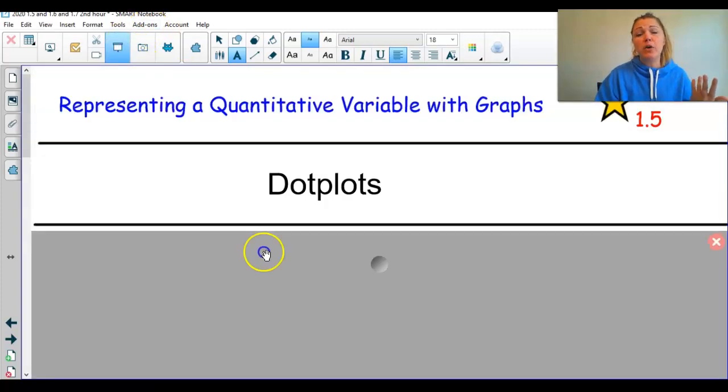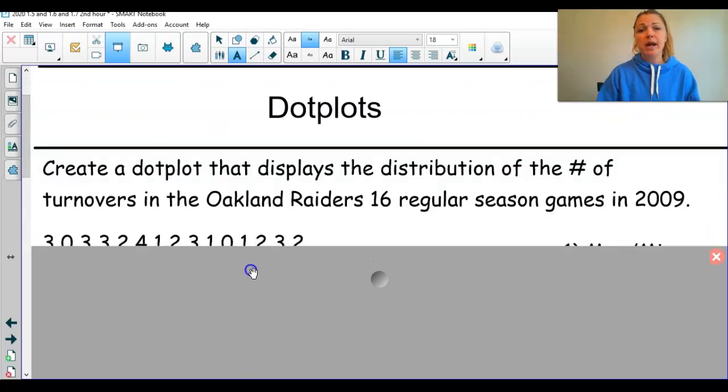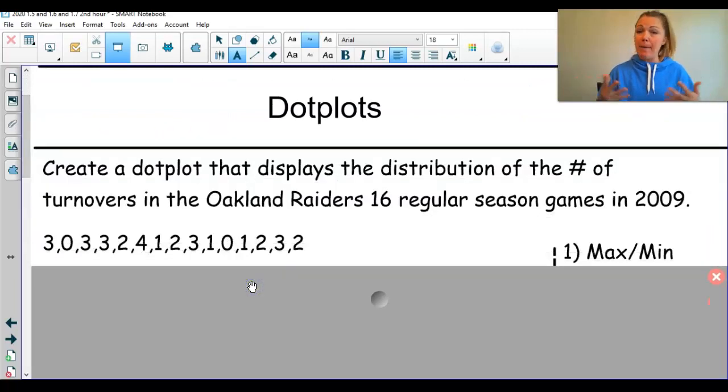Okay, now we need to know how to represent quantitative variables with graphs. And never dismiss the power of a dot plot. You will be having a graph throughout the year, and a dot plot is a really nice, quick way to represent a quantitative variable. So what I have here is a dot plot that displays the distribution of the number of turnovers in Oakland Raiders 16 regular season games in 2009.